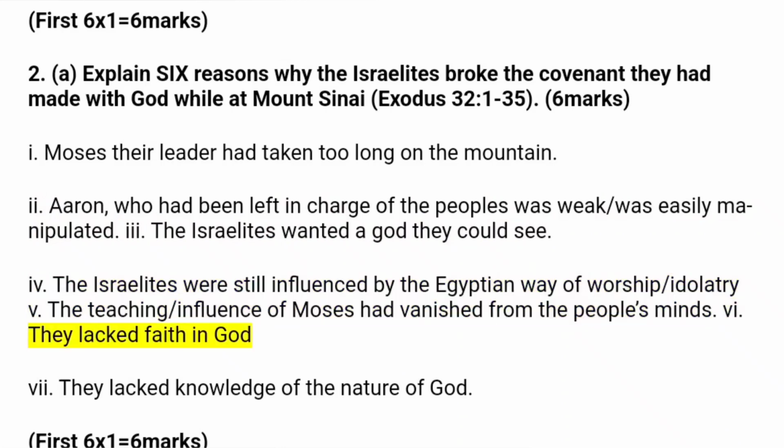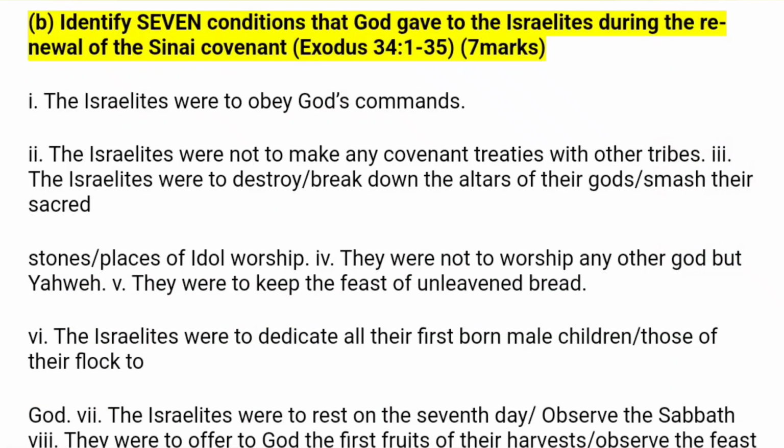v. They lacked faith in God. vi. They lacked knowledge of the nature of God. B. Identify 7 conditions that God gave to the Israelites during the renewal of the Sinai covenant, Exodus 34, 1-35. 7 marks. i. The Israelites were to obey God's commands. ii. The Israelites were not to make any covenant treaties with other tribes.